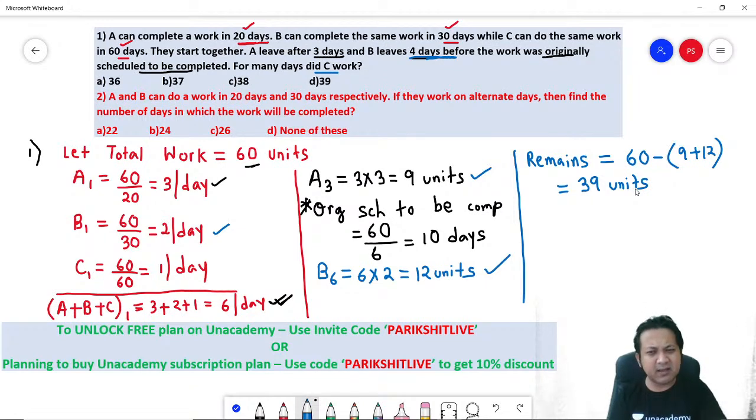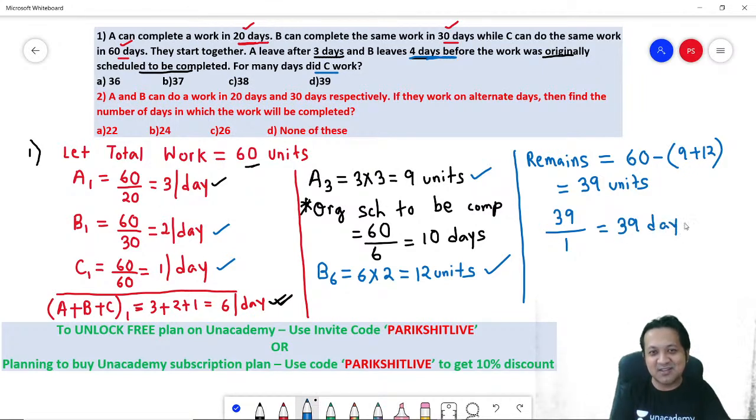Correct? So how many days did C take to complete these 39 units? Who must have done them? Obviously C, because you have calculated A's work and B's work. So whatever is remaining, C will be doing. C does 1 unit per day, so to do 39 units, C would have taken 39 days. That's your answer. So the answer for the first question is 39 days.